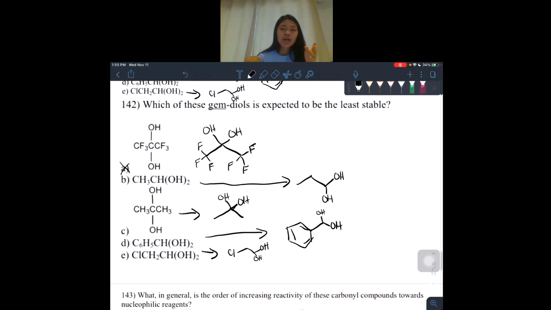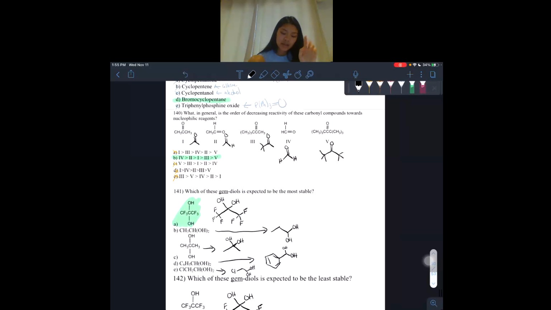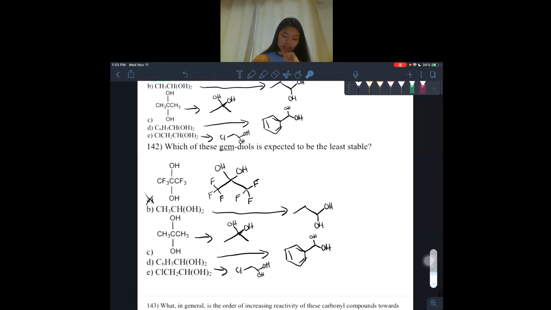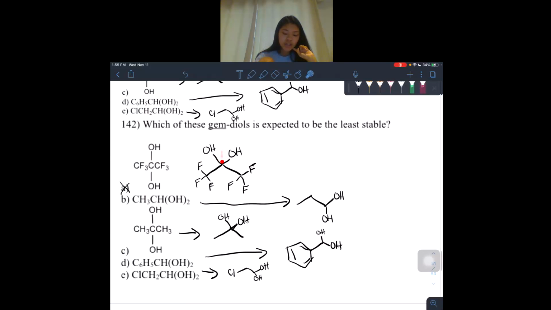Basically, look at which one, if we kind of looked at this the way that we did for these guys up here, for these carbonyl compounds, we can kind of apply the same thing to the gem diols. So just imagine this was a double bonded oxygen, and like one of these guys was a double bonded oxygen. Which one would probably be the least stable?